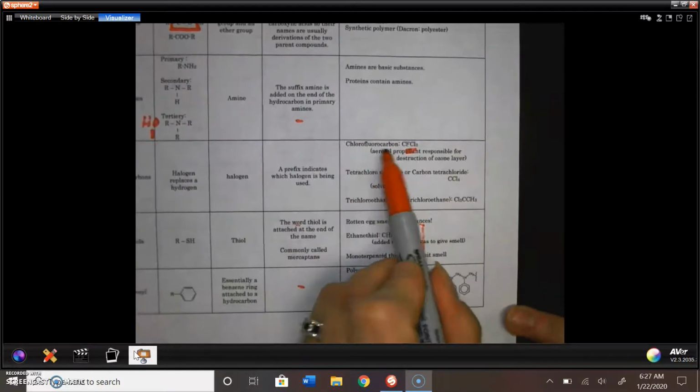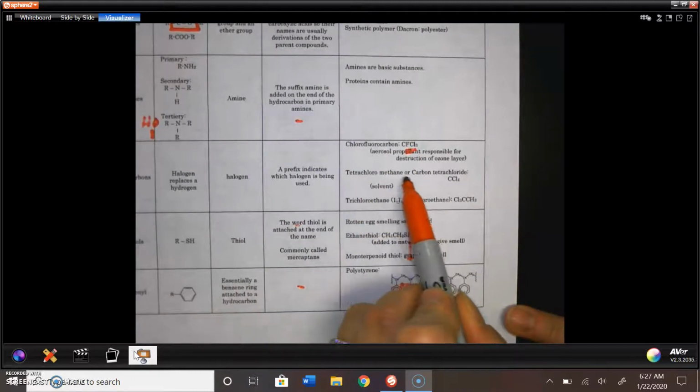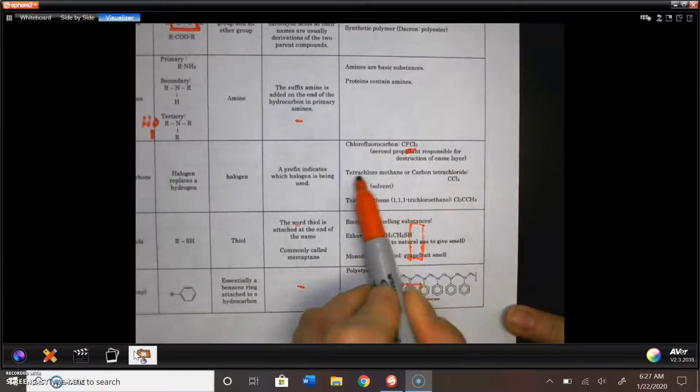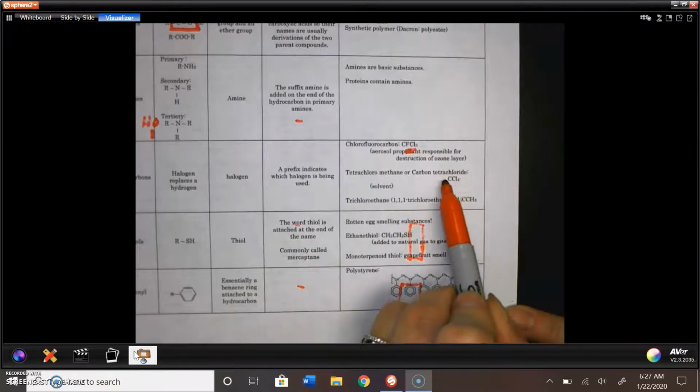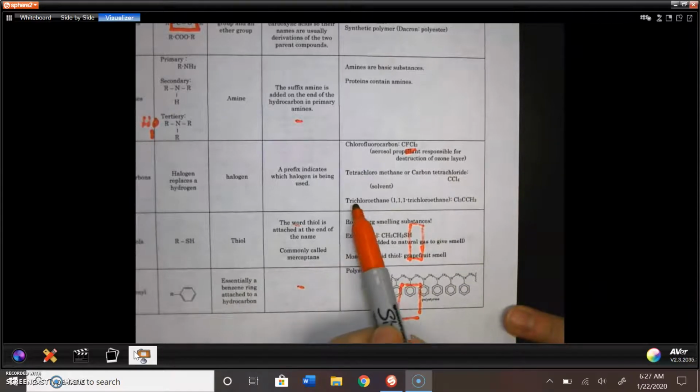Halocarbons are the other thing that I want you to know how to name, but they're pretty easy. You name a halocarbon just like you would where a methyl group would be, so you use a number to indicate where the halogen is. So you have something like chlorofluorocarbon, carbon tetrachloride, okay, tetrachloromethane. There are 4 chlorines instead of 4 hydrogens there.